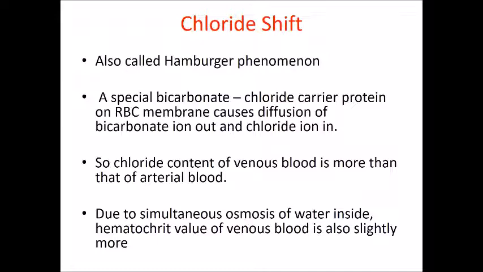And we have seen in the diagram, water is following the chloride due to simultaneous osmosis. Due to more water content, obviously the hematocrit value or the PCV value will rise. So you can say that hematocrit value of venous blood is slightly more than hematocrit value of arterial blood. So in general, movement of the bicarbonate ion out and movement of the chloride ion in due to special carrier protein is called chloride shift.